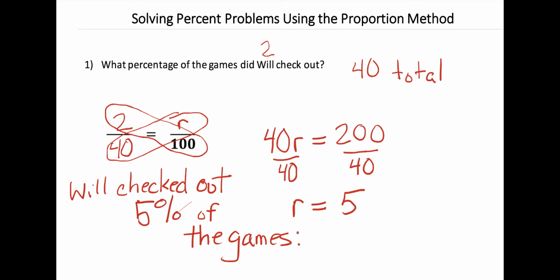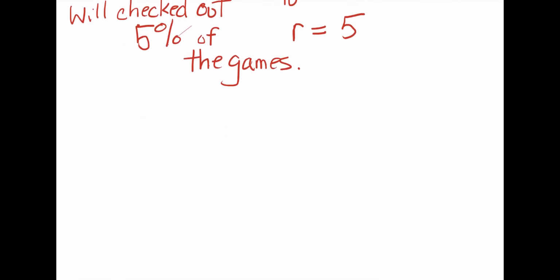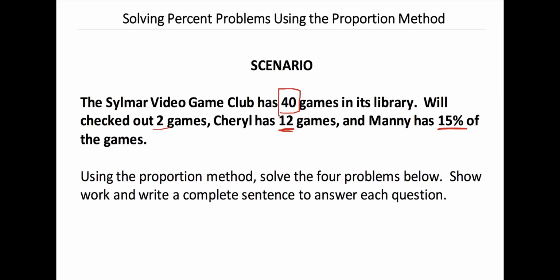All right, let's go to the next problem now. We go back here. I'm going to move down. Let me just scroll down. Here's problem number 2. It says, what percentage of the games has Cheryl checked out? I want you to go back and look here. It says, again, the total number of games is 40, so we know that. And it says that Cheryl has checked out 12 games. So let's just write that in so you've got it, okay?